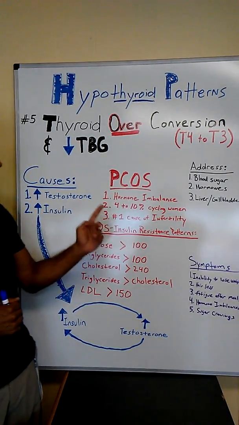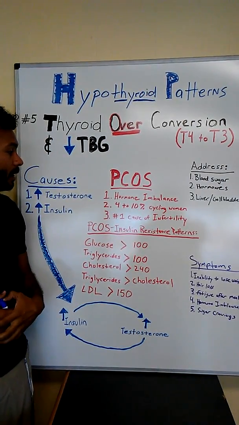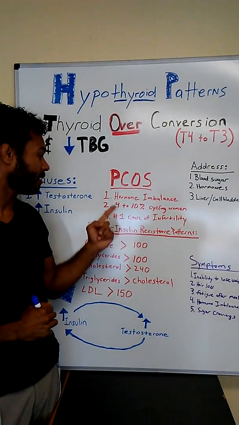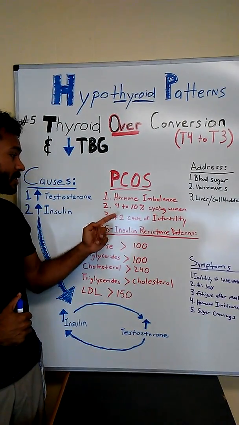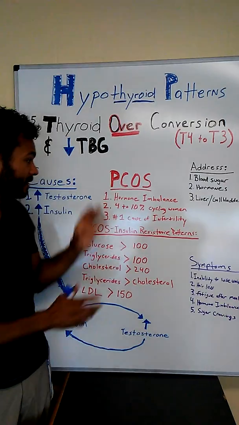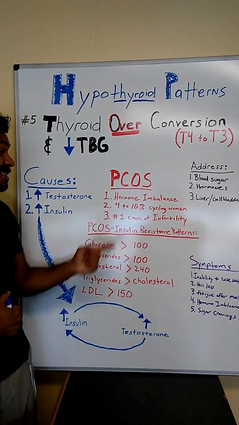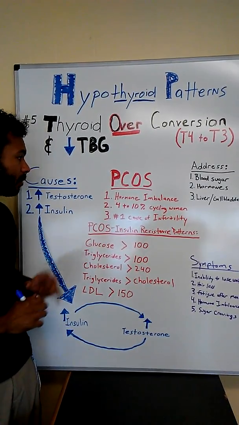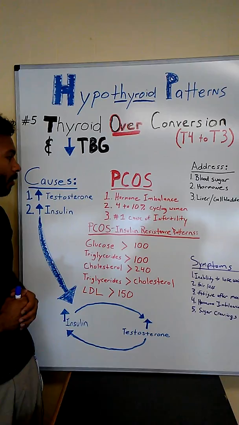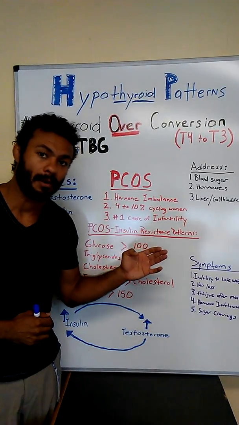Now, very common among women is polycystic ovary syndrome, or PCOS for short. This is the main cause of hormone imbalances among women, and 4 to 10% of menstruating women have this condition. It's pretty serious because this is the number one cause of infertility among women, so we want to figure out what this is all about. PCOS is really about an insulin resistance issue or pattern.